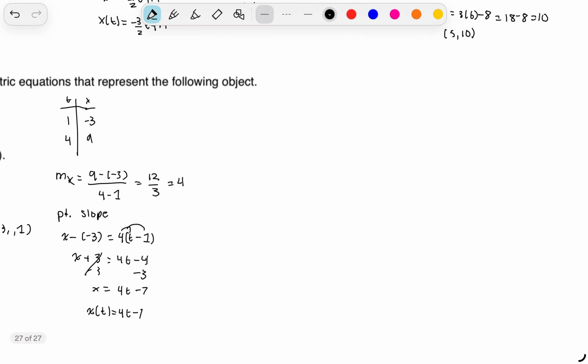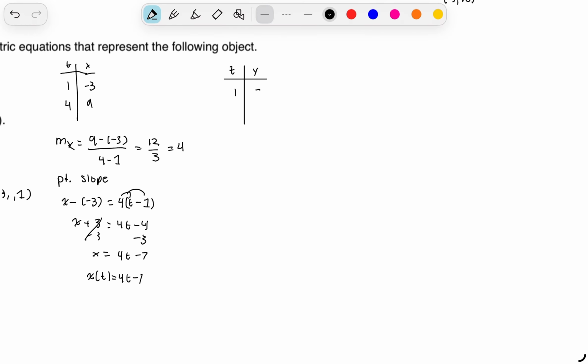Now we're going to find the equation for our y. So you're going to have t and y, and you're going to have (1, 7) and (4, -5). So m of y is equal to negative 5 minus 7 over 4 minus 1, and that's equal to negative 12 over 3, which is negative 4.